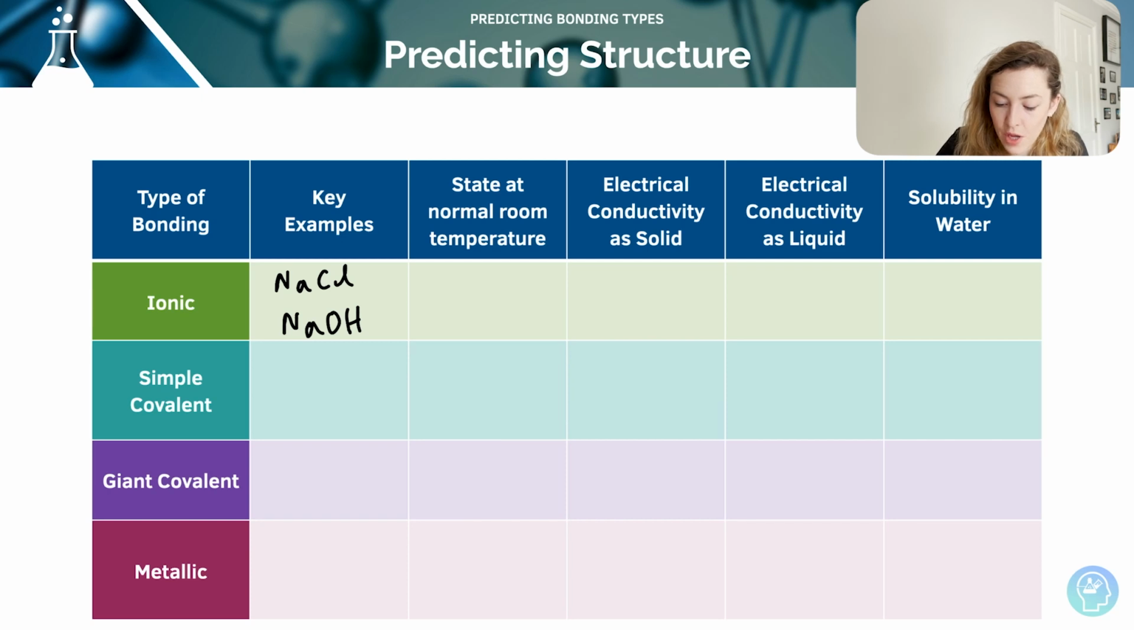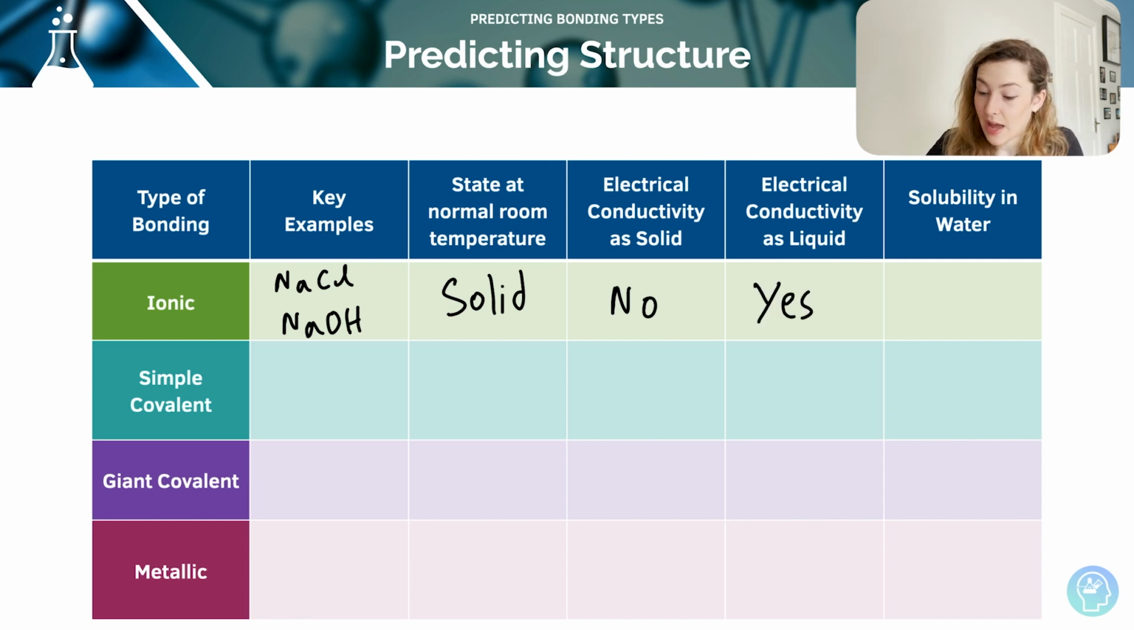That's a good example. We know this is solid at room temperature. You can think about table salt in terms of sodium chloride, but most of these salts are solid at room temperature. It cannot conduct electricity as a solid, but they can as a liquid, because they've got mobile ions to carry a charge. And yes, we can dissolve salts in water.